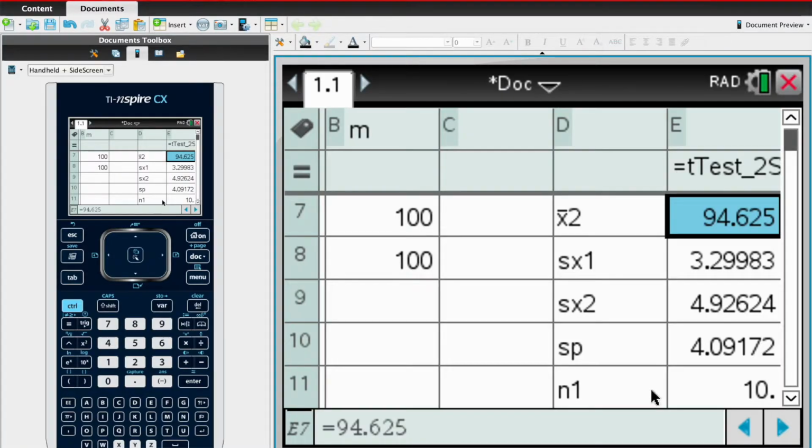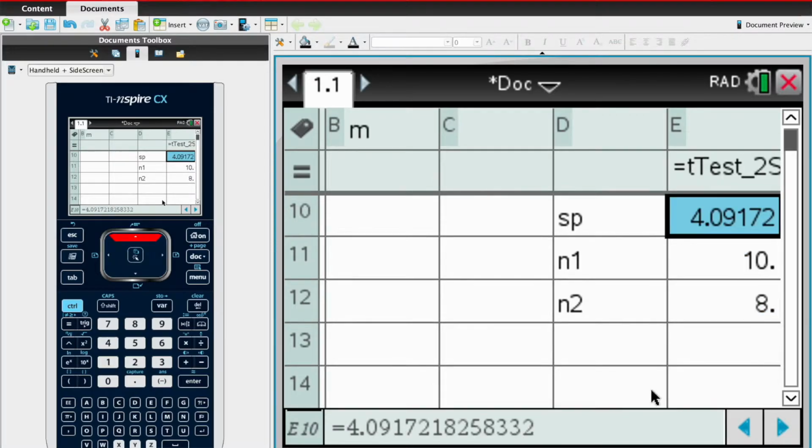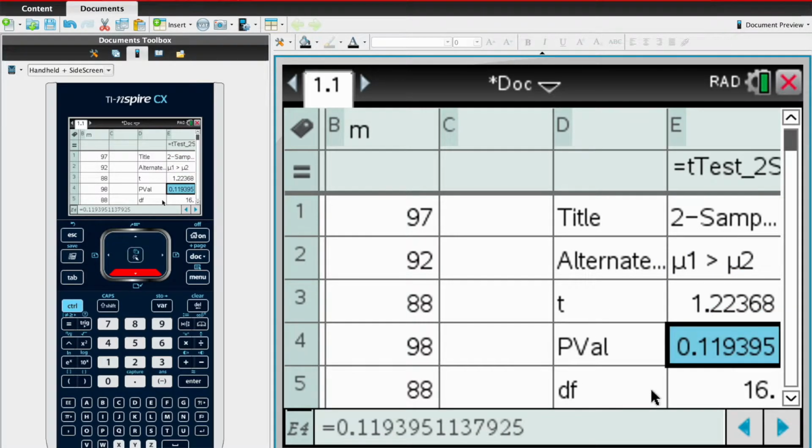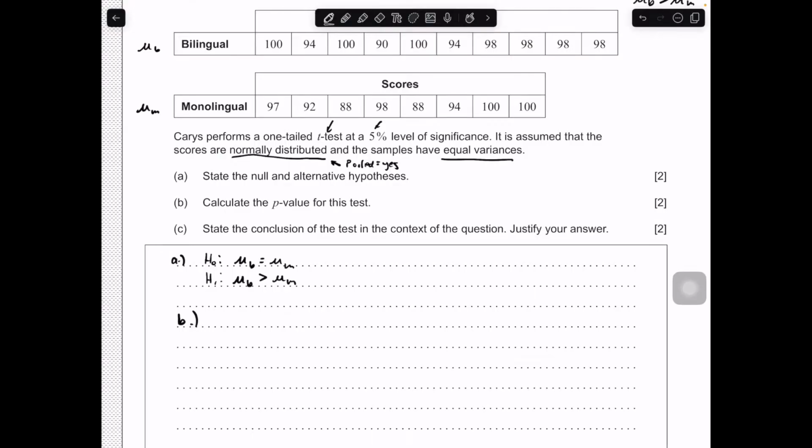All right, let's run our t-test. Let's go down and look for our p-value. There it is, 0.001119. Okay. Here's part B. Let's go back to the document.